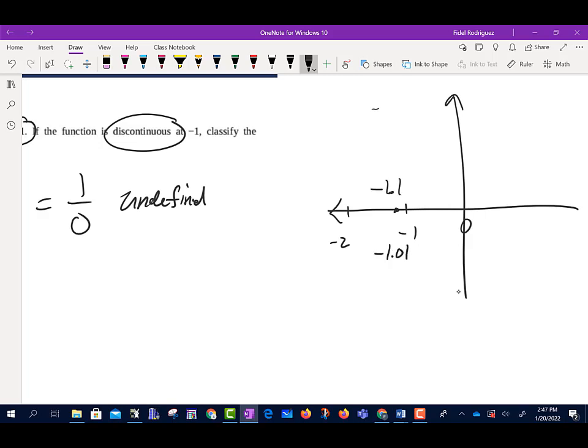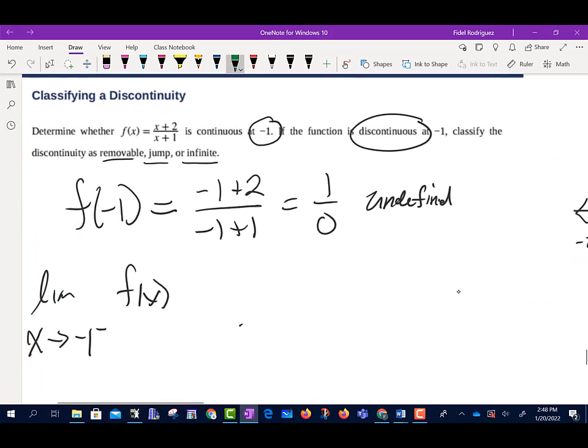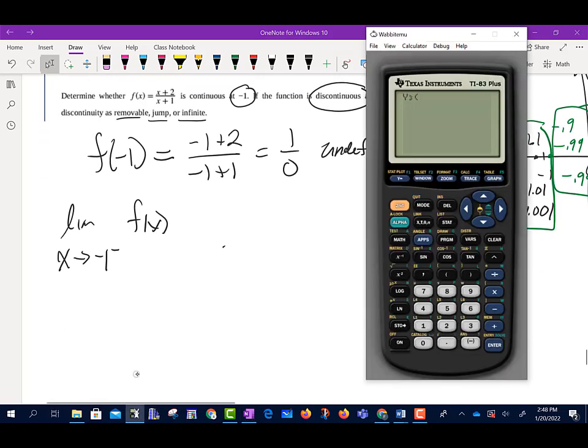-1.1, -1.01, -1.001, right? This would be from the left. And then if I'm approaching from the right, I would take numbers that are slightly larger than -1, like -0.9, -0.99, -0.999. Okay, so what I'm going to do is evaluate the function at some of these values so that I can see what's happening with my graph. Okay, so let's do this part here. Let's see what numbers we're using.